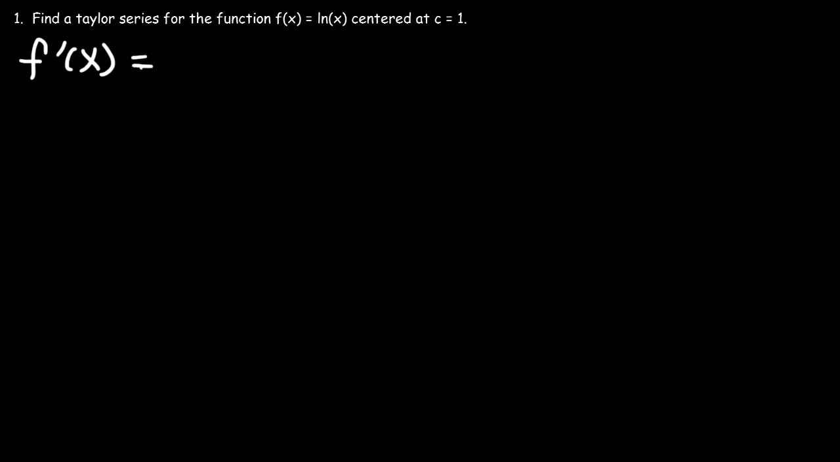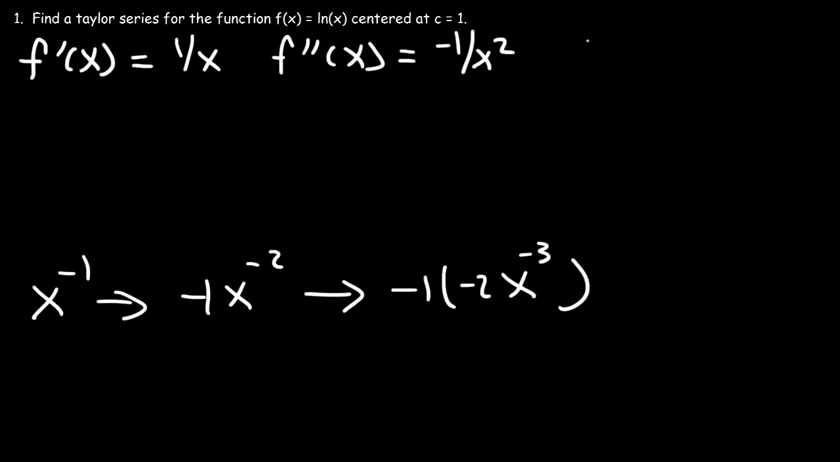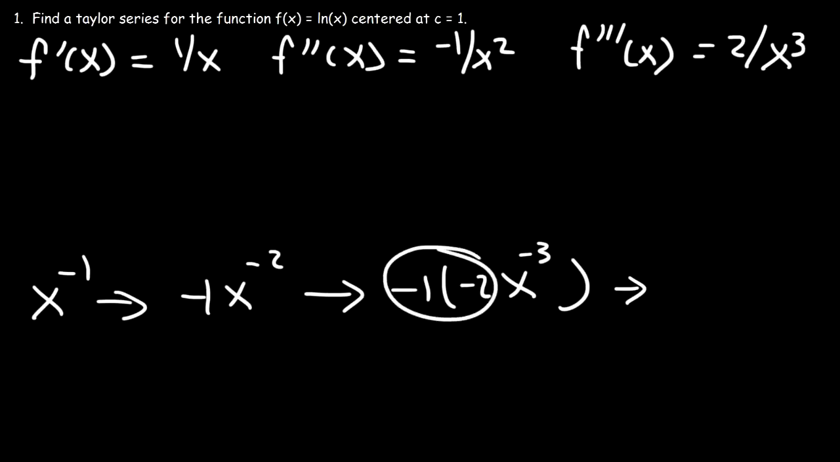So f prime of x, the derivative of ln x, that's 1 over x. Now to find the second derivative, we need to rewrite it and then use the power rule. So the second derivative is negative 1 divided by x squared. And then to find the third derivative, let's use the power rule again. So for the third derivative, it's going to be 2 divided by x cubed.